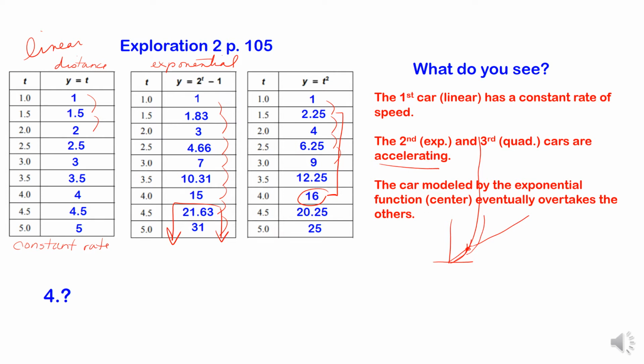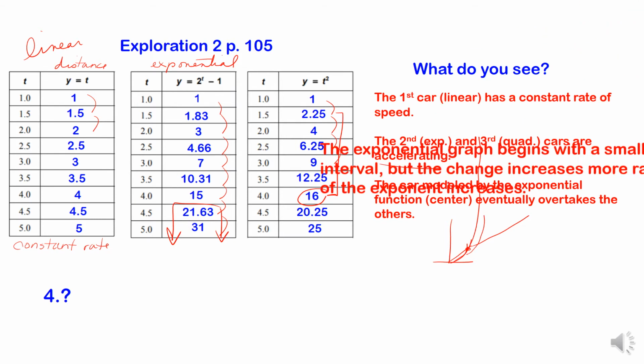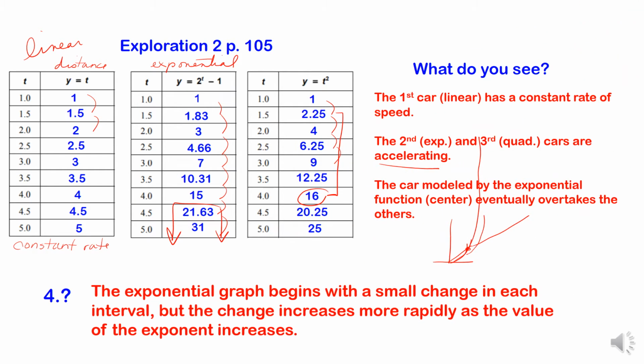And then the question number 4 was, which function has a growth rate that is eventually much greater than the growth rate of the others? And that would be the exponential graph, because at this point it starts growing more rapidly because this is getting larger each time. This exponent is the same every time, but the base changes, but the exponent is getting larger, and so that's why it eventually will way overtake the other two.